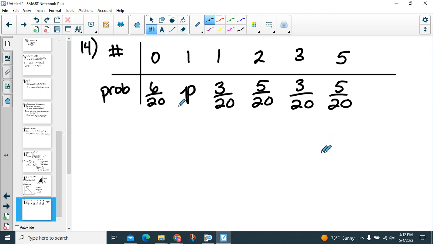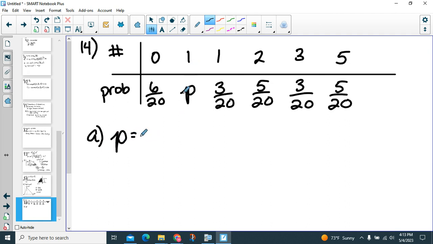So it says that Leonardo has constructed a biased spinner with 6 sectors labeled 0, 1, 1, 2, 3, and 5. And here are the probabilities of those. Part A says, what is the probability? So find the exact value of P, which is the probability of getting this other 1.